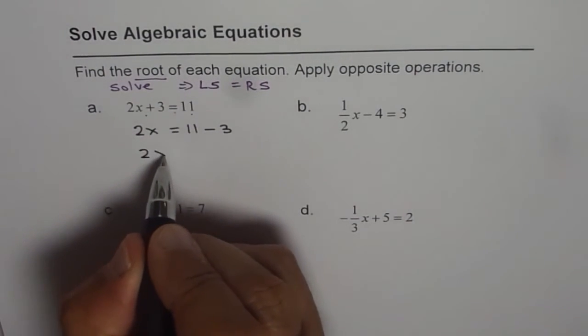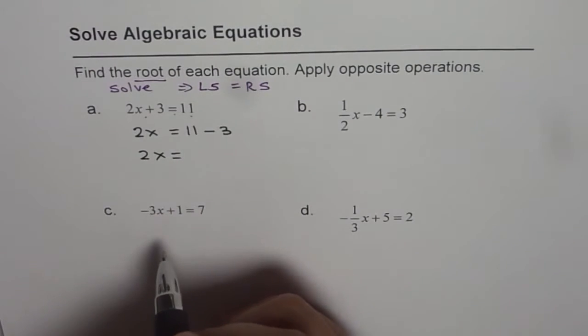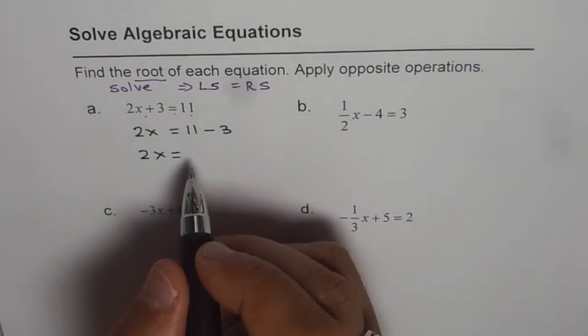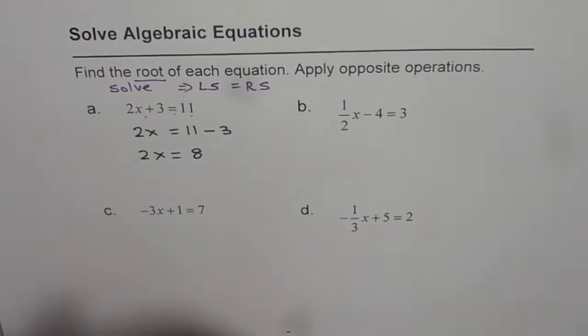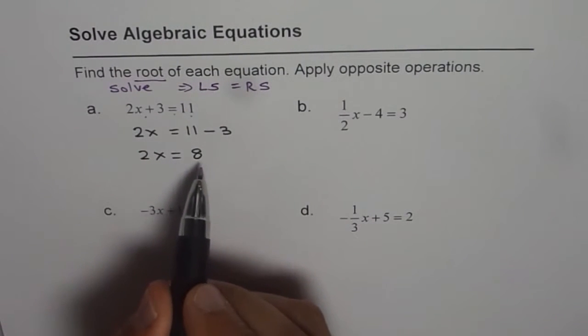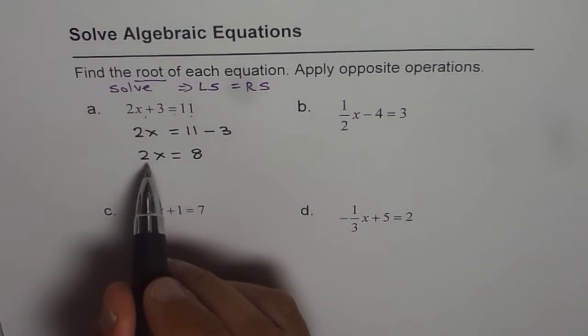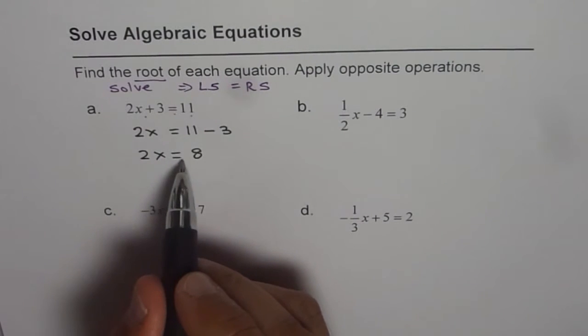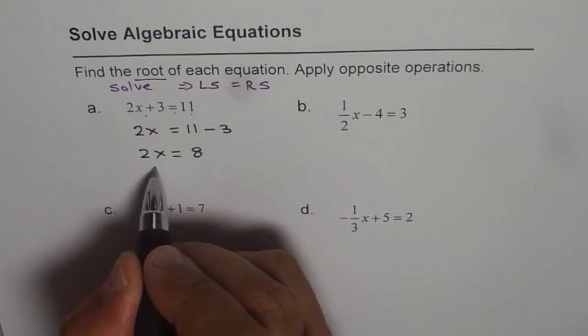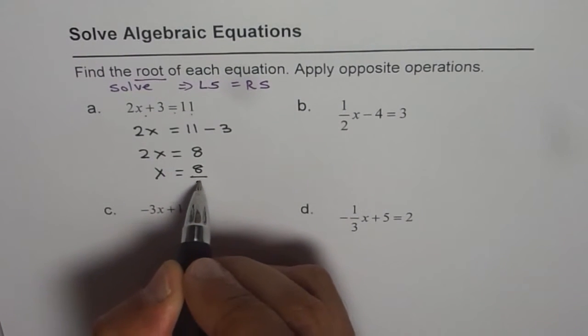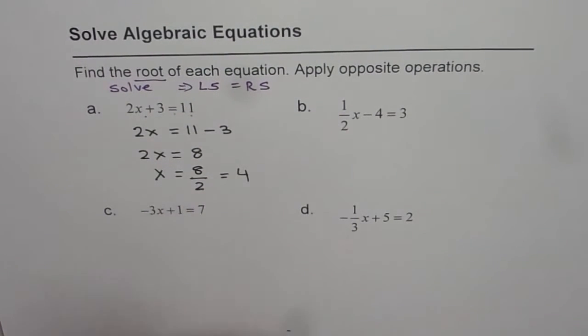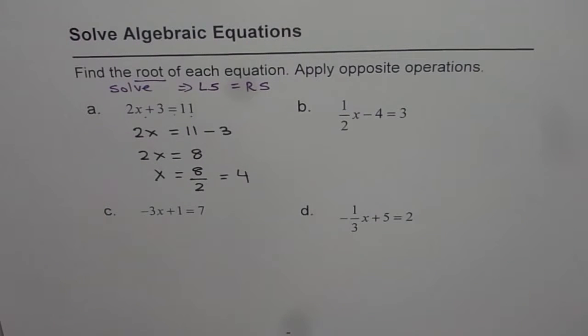Let me just solve it further. 11 minus 3 is how much? 11 minus 3 is 8. Now we have 2 times x equals 8. What is x? We'll do the opposite operation of times. 2 times x is equal to 8, so we'll have to divide by 2. We get x equals 8 divided by 2, which is 4. So we get our solution as 4, right? Since this is a test problem for you, I have skipped many steps and shown you the solution.